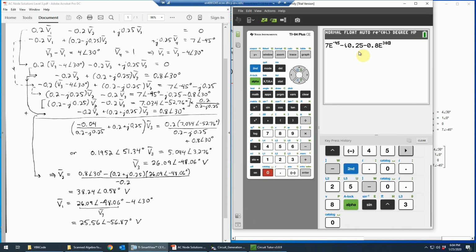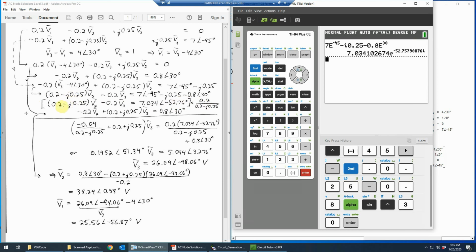And that should be the complete expression. So I'll just enter that, and that gives me the value, which as I've written here is 7.034 angle negative 52.76 degrees, rounding to 4 digits. I want to carry through typically at least 4 digits in all these numbers to minimize any round off error.